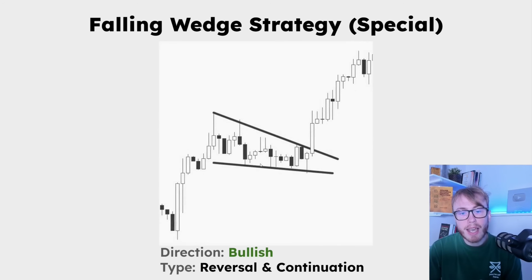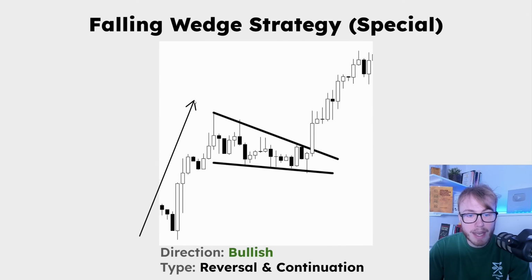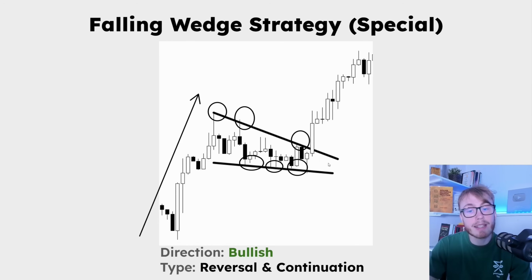So now let's take a look at the falling wedge strategy. And later on in this video, I will also show you guys the reversal version. But for now, let's focus on the continuation version. As you can see in this example, we had a nice movement towards the upside. And then the price started to print both lower highs, but also lower lows. But what you can see on this pattern is that the upper line is steeper compared to the lower line. And this is exactly what we're looking out for.